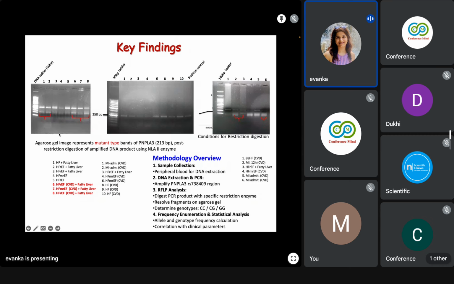So these are a few patient samples which we have run. As you can see, some have been labeled as HF and fatty liver, and a few are only HF, that is, only CVD. Among the others, there are a few samples where we found the mutant type bands for PNPLA3. However, the others show the wild type pattern.